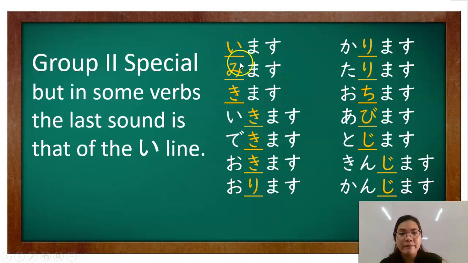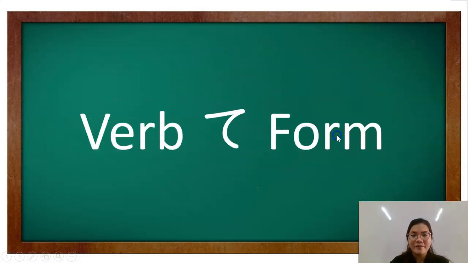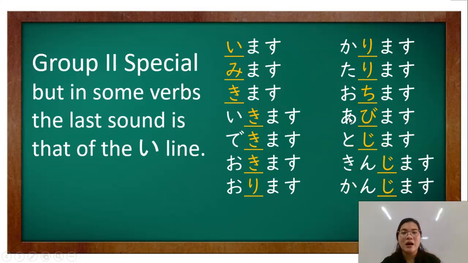Again, let's read it. Imasu, mimasu, kimasu, okimasu, dekimasu, ukimasu, orimasu, karimasu, tarimasu, ochimasu, abimasu, tojimasu, and kanjimasu. So that is in our group 2. Aside from those verb stems that end with the e line, you must be very careful to remember these group 2 special verbs.